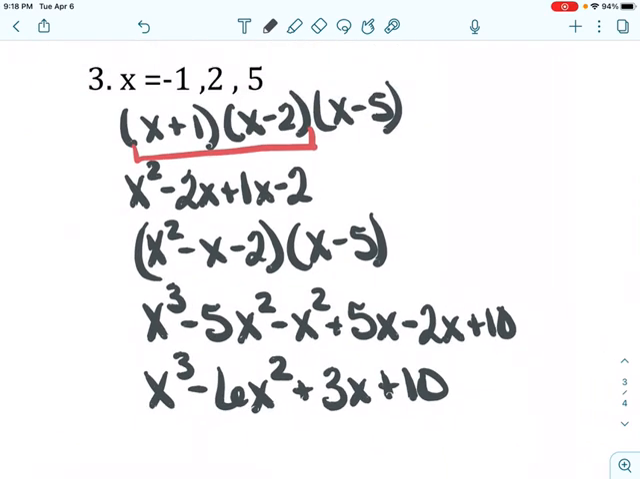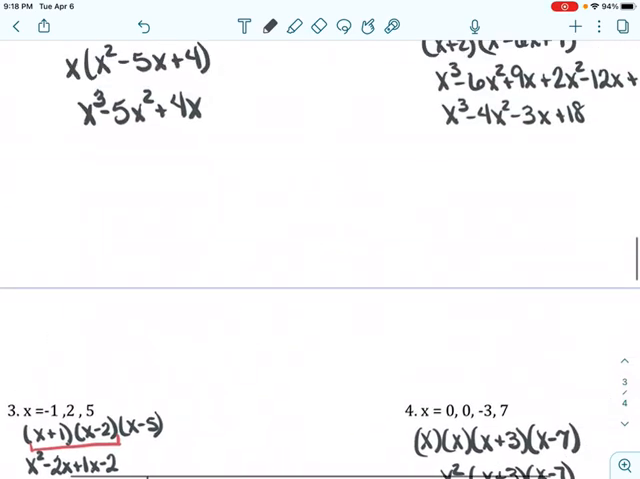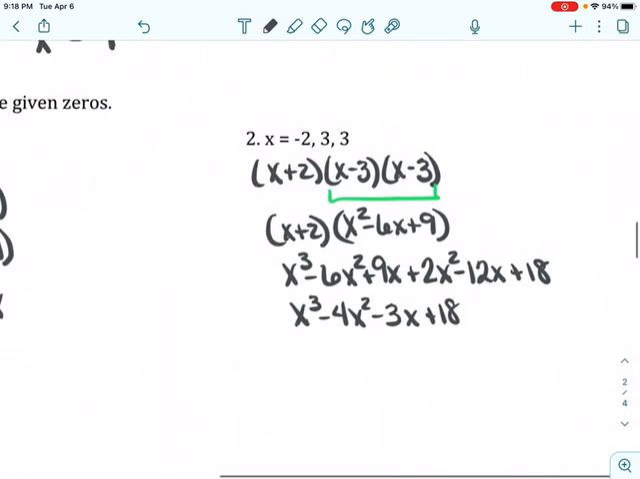All right, why don't you pause the video and try 2 and 4 on your own, see how you do, and make sure you write it in the right form, x minus the root. Okay, let's see what we did here. Okay, so x plus 2, and then x minus 3, x minus 3. And again, I did the minus 3's together, but it really doesn't matter. And I got x to the third minus 4x squared minus 3x plus 18.